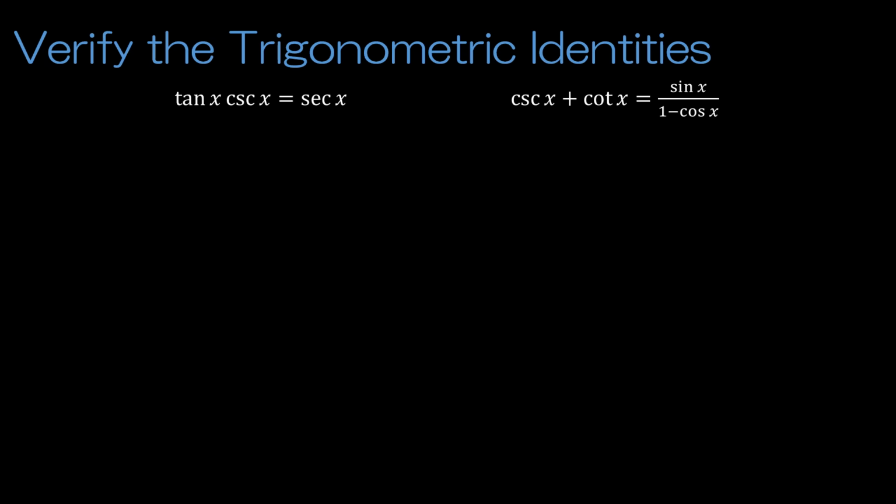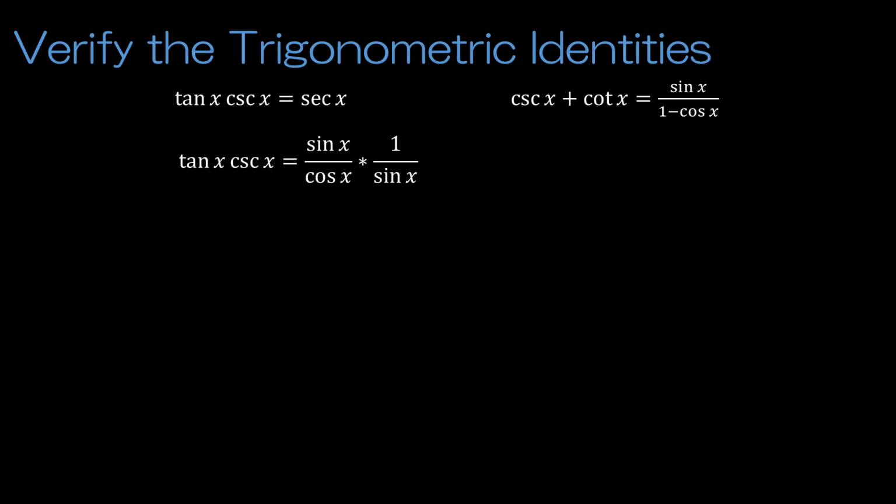I would like for you to verify the trigonometric identities given on your screen and do it in whichever way you feel best. Keep in mind that you're going to start with one side of the equation and work it to the other side of the equation. So if I wanted to start with secant of x and turn it into tangent of x times cosecant of x, I could. If I wanted to start with sine of x divided by 1 minus cosine of x and turn it into cosecant of x plus cotangent of x, I could, or obviously go in the direction that it's written. So I want you to try both of those questions. Just get as far as you can, and when you're ready, press play to see how you did.